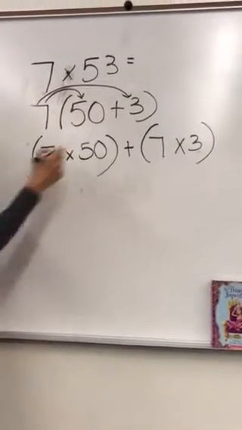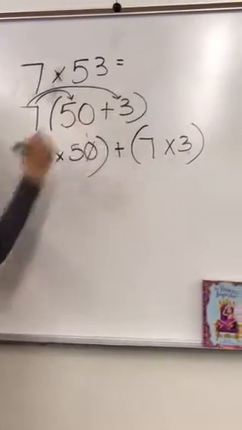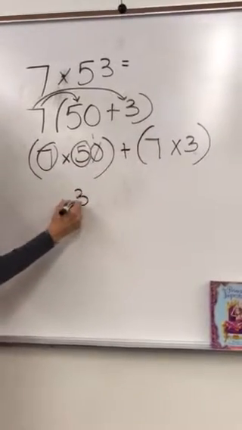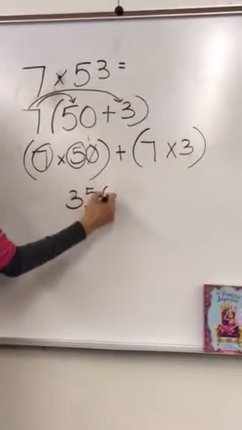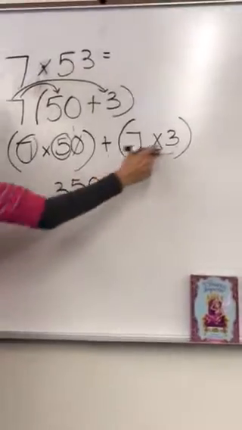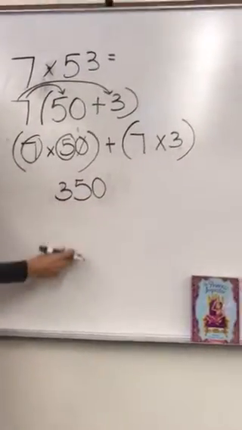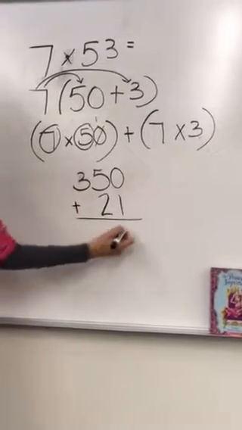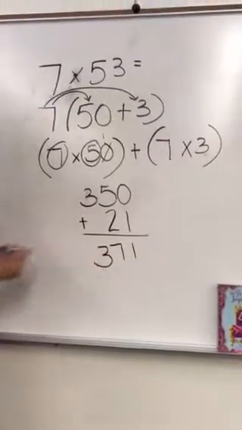And now I'm just going to multiply. 0 here says I've got 1 0. Circle what's left and multiply. 35. And put that 0 back on. 7 times 3 is 21, and I'm going to stack them so I can add. And when I add, I get 371.